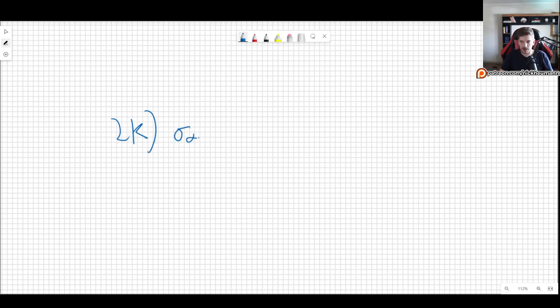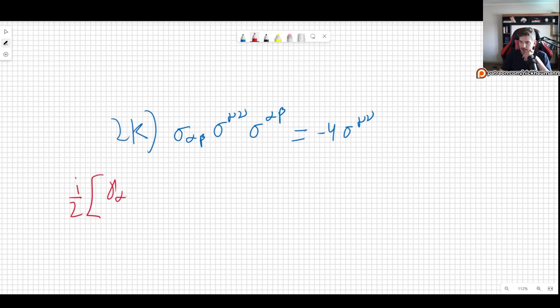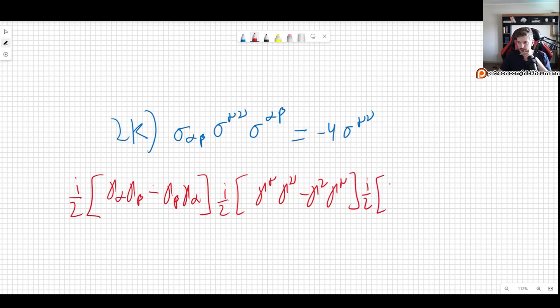So here we have sigma alpha beta, sigma mu nu, sigma alpha beta, and we want to show that this is minus 4 sigma mu nu. So again, let's just plug everything in. So I over 2, gamma alpha, gamma beta, minus gamma beta, gamma alpha, I over 2, gamma mu, gamma nu, minus gamma nu, gamma mu, I over 2, and then gamma alpha, gamma beta, minus gamma beta, gamma alpha.